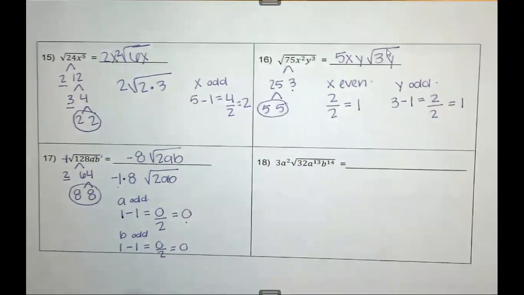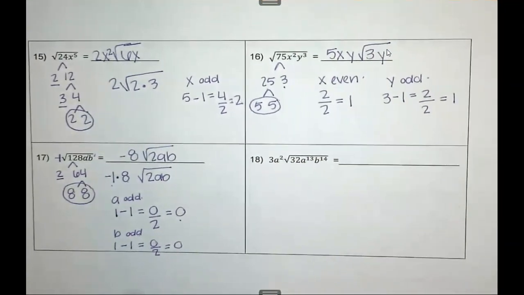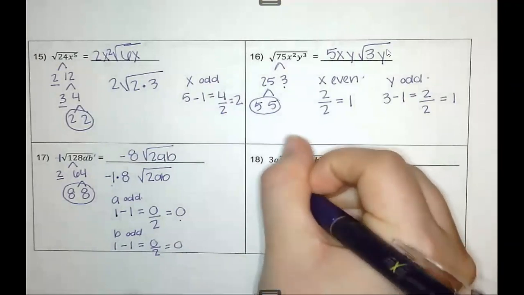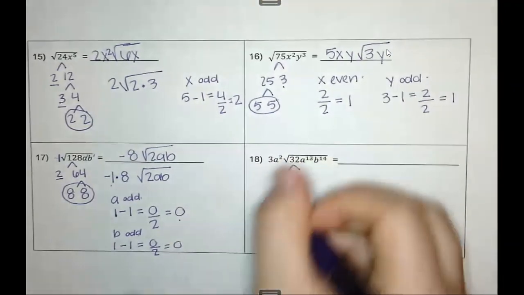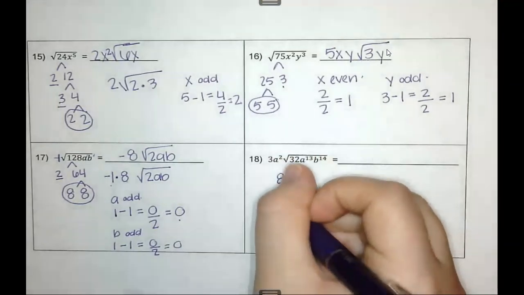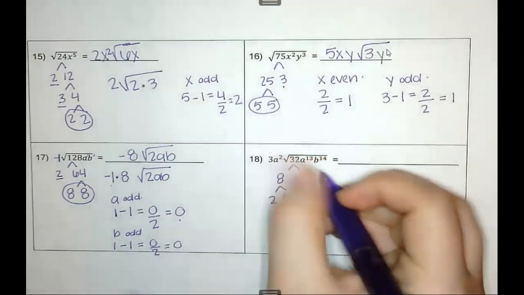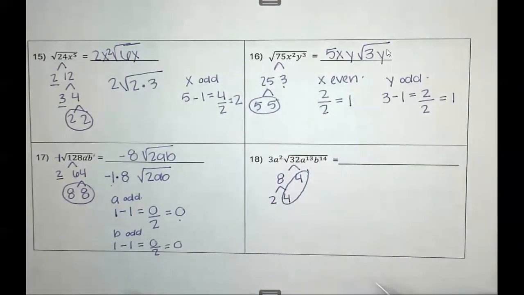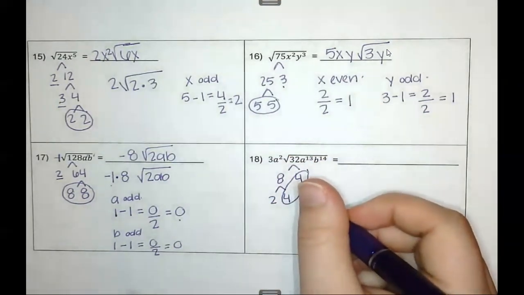All right, last one, number 18. We're going to break down that 32 first. So we probably would choose 8 and 4. We can break 8 down into 2 and 4. I can circle my pair here. So I'm going to get to pull out a 4.